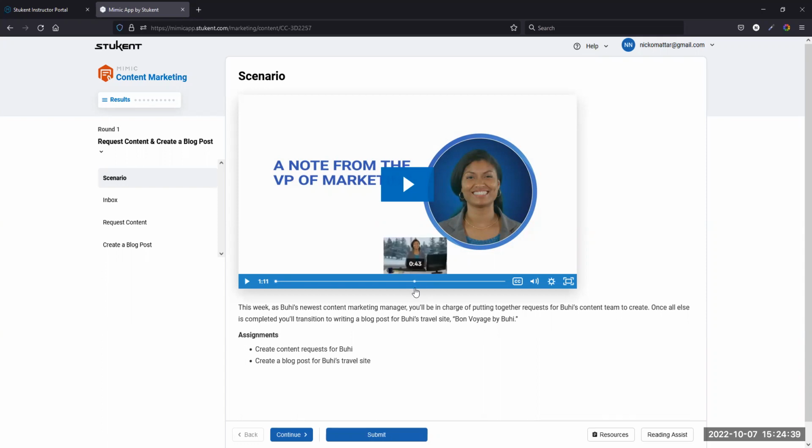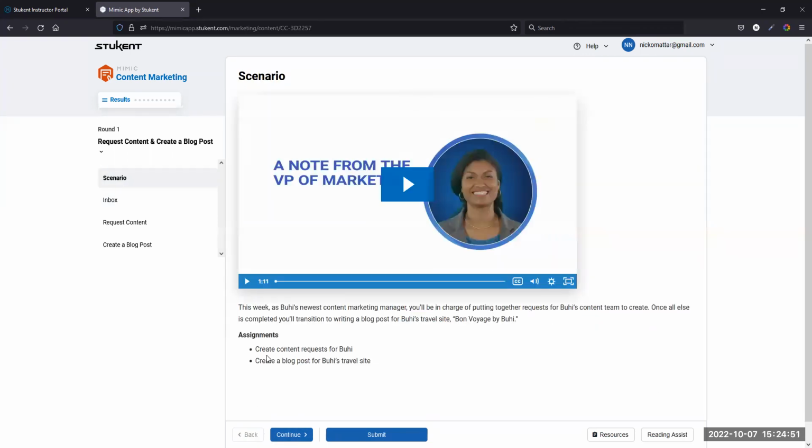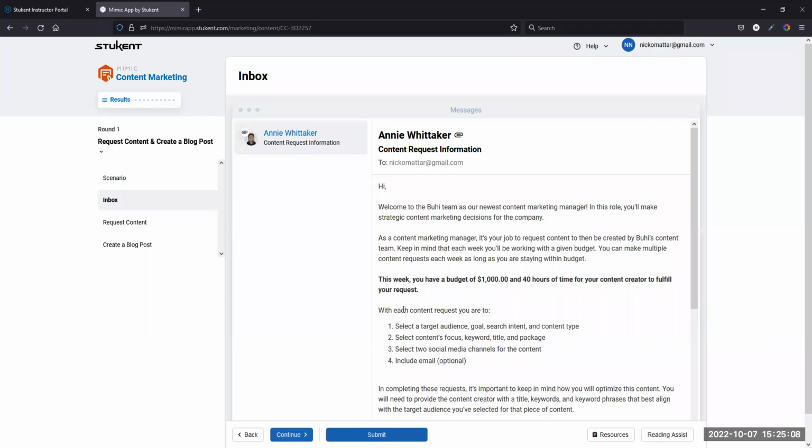Now, each round you'll get a little scenario. You'll usually have a video and some assignments, and then you'll also have a little message in the inbox. So you're going to read through these. In the first round, for example, you're going to create content requests, which means you're going to be assigning content out to some creators, and then you're going to write a blog post yourself. Now, this is not going to be like what you see in the assignments in the courseware. You're not writing something from scratch. We'll show you what that is momentarily.